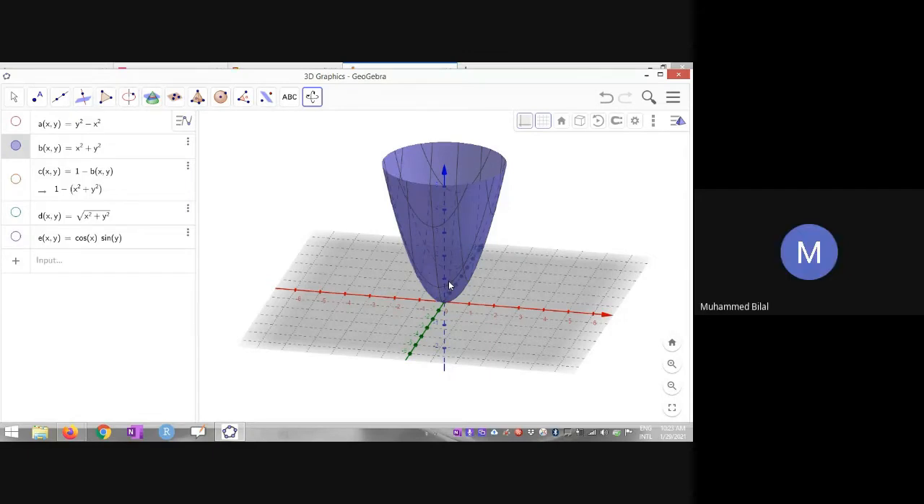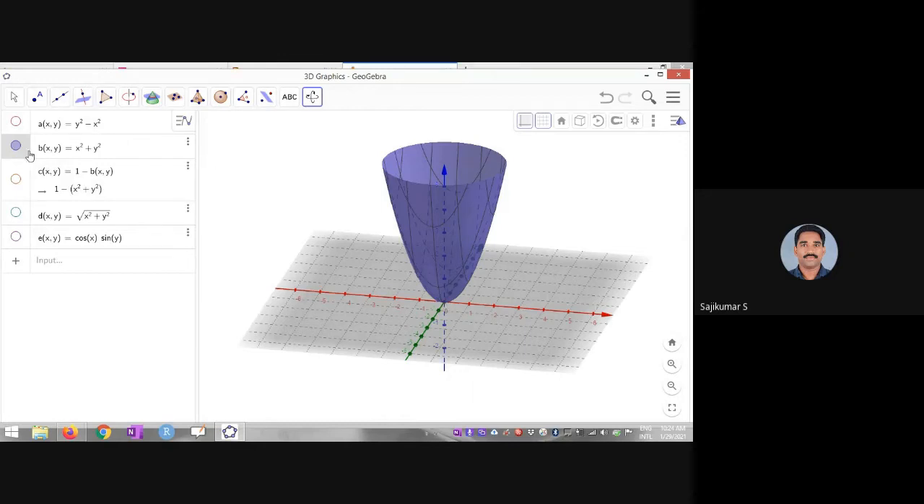f of 0, 0 will be less than or equal to f of x comma y for all x, y in the given domain, or for all x, y in the circular disk centered about the origin. And that corresponding point 0, 0 is called a relative minima.